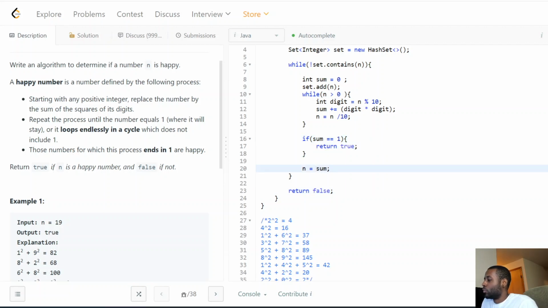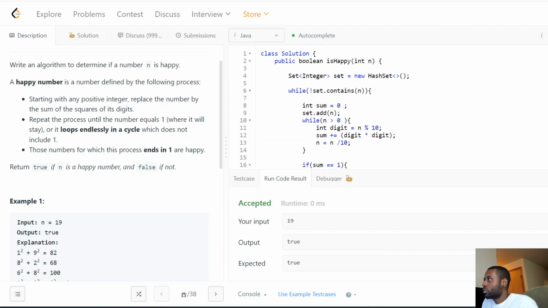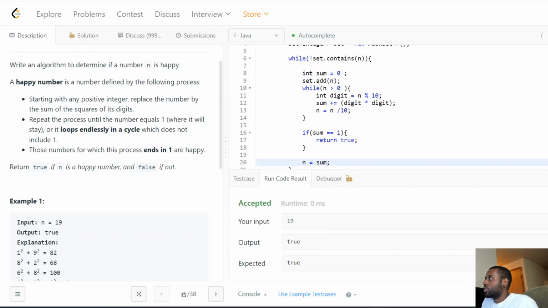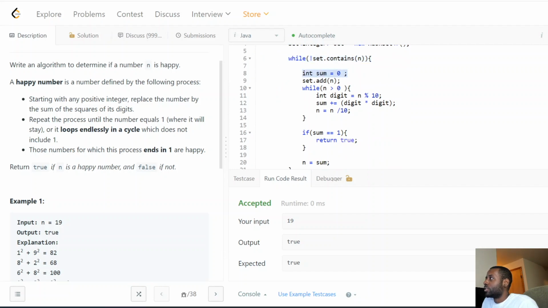Okay, so let's press run code, see if we are in good shape. It looks good so far. Like we said, we start off with the original number, and we have nothing in the set because we haven't processed any number. Then we have a sum variable to get the sum of the squares of all the digits. So we keep getting one digit at a time, multiply it by itself to get the square, add it to the sum variable, and then remove that least significant digit. And we keep doing that until we add up all the digits.